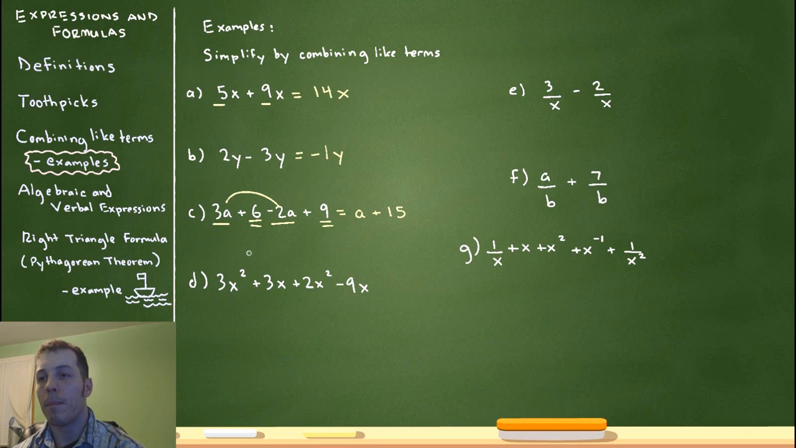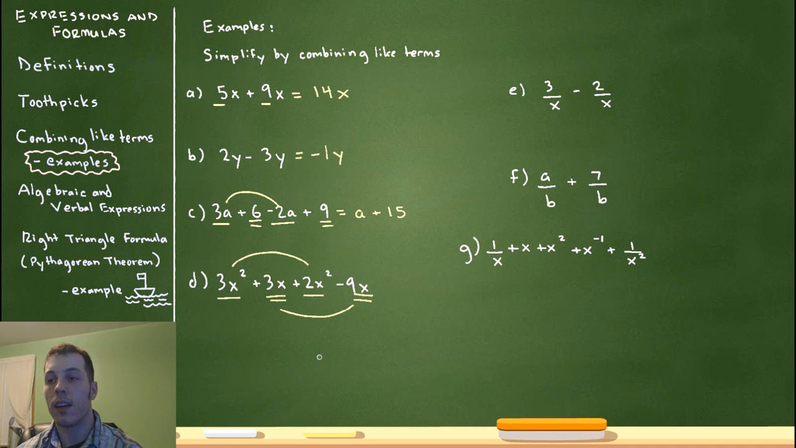Now in part D, it's similar to part C. Our x squared terms here, those are like terms. And then x to the first powers, those are going to be like terms. So we want to combine these two, and we want to combine these two. So 3x squared plus 2x squared, we want to go ahead and combine those coefficients to get 5, and our variable is x squared. Next up, 3x minus 9x, we do 3 minus 9 to get negative 6, and then we keep our variable the same.